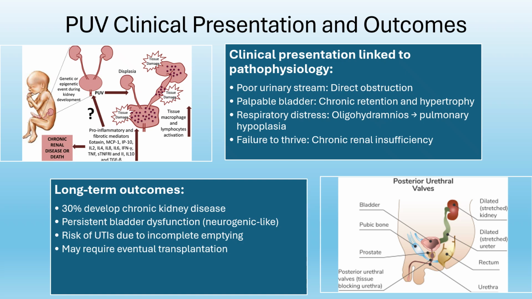Risk stratification helps predict outcomes. Serum creatinine greater than 1.0 mg/dL at 1 year, bilateral vesicoureteral reflux, and early bladder dysfunction portend worse long-term renal outcomes, guiding surveillance intensity and aggressive bladder management strategies.